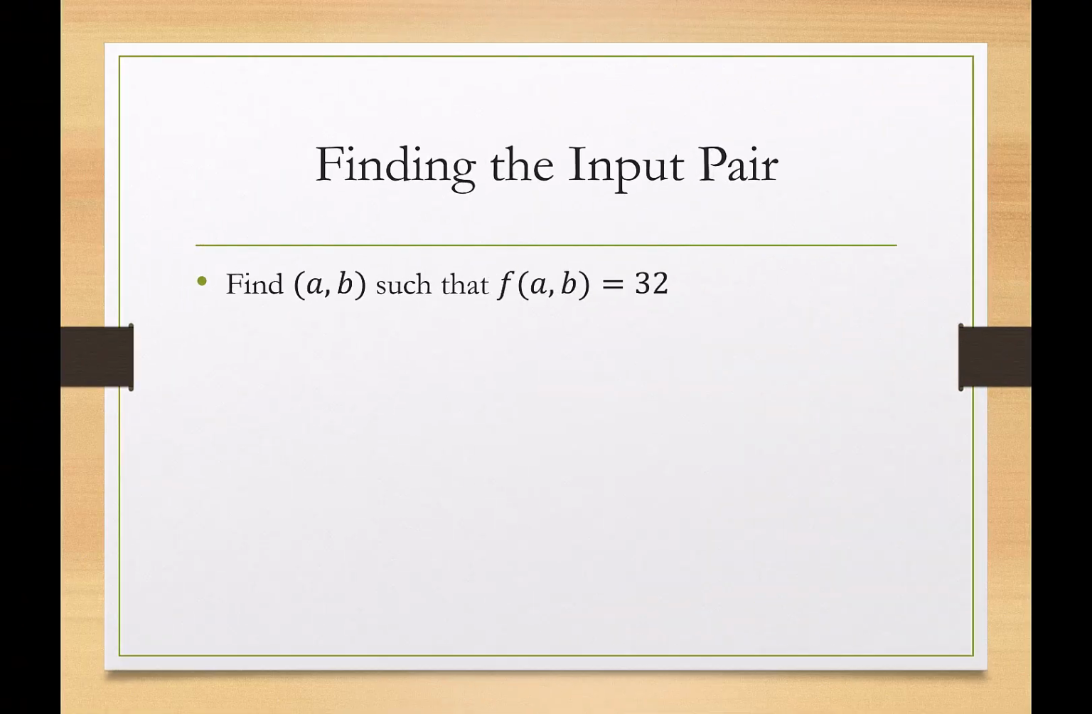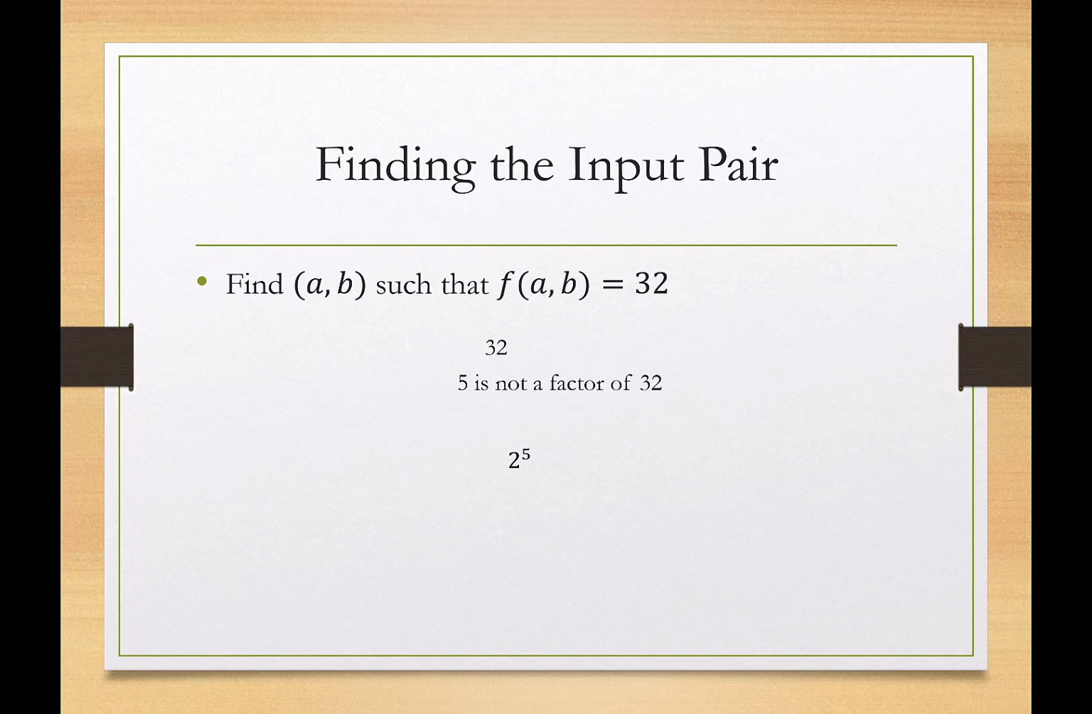Let's try that again. This time we're going to have f of a, b is 32. So we'll start just like last time. We'll try to prime factor 32. And notice that 5 is not a factor of 32, so we're going to concentrate on our 2. 32 is 2 to the 5th, so we know a is going to be 5.